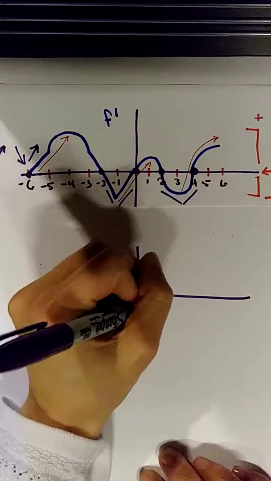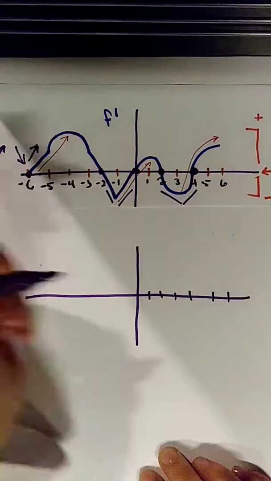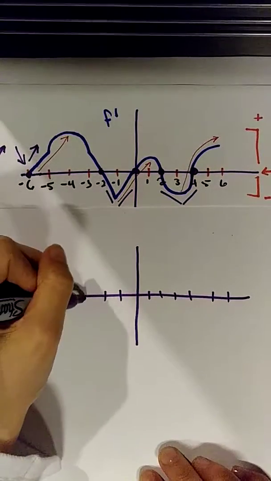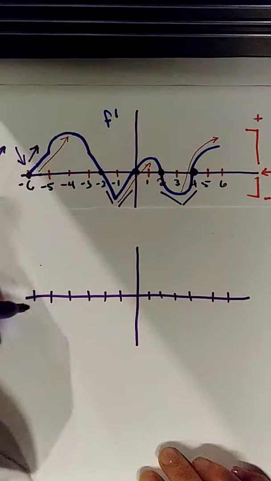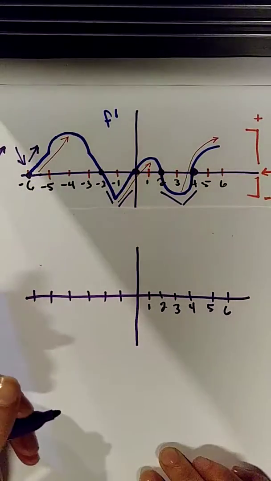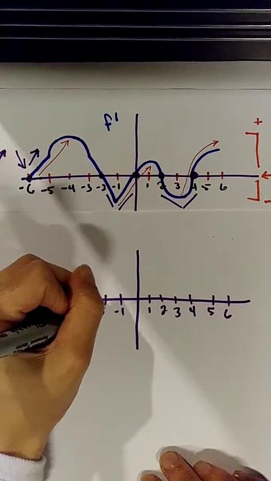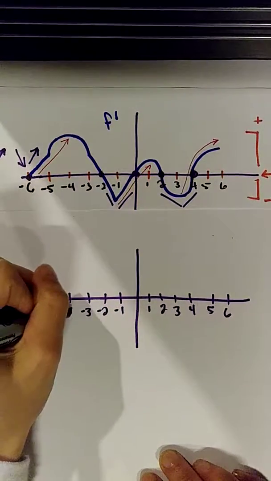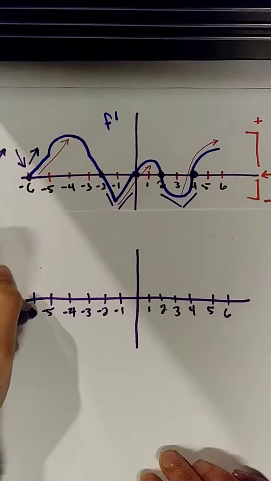So I have my x-axis that I'm going to try to keep pretty much the same, except I'm really bad at spacing apparently. So 1, 2, 3, 4, 5, 6. I only care about my function up until 6. And -1, -2, -3, -4, -5, and -6.